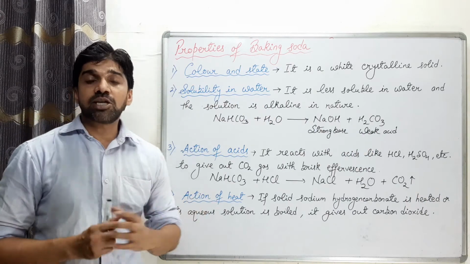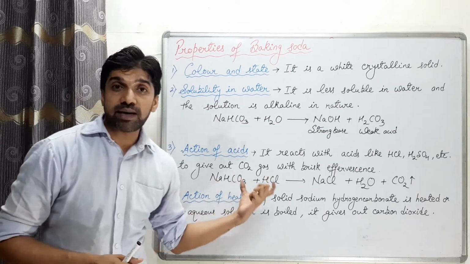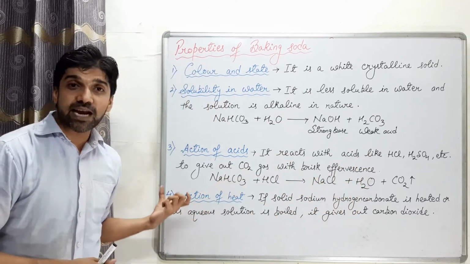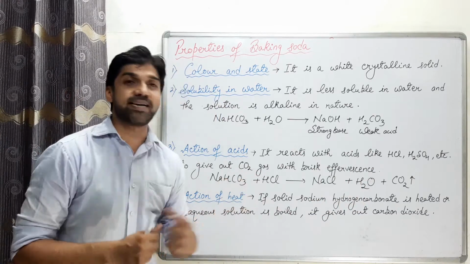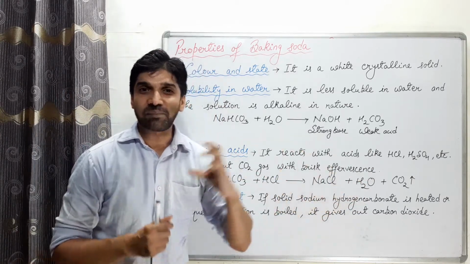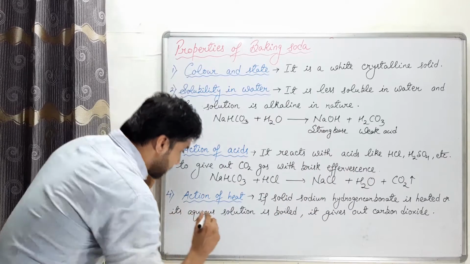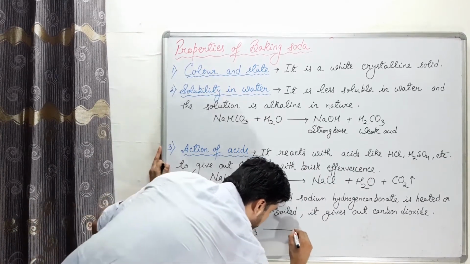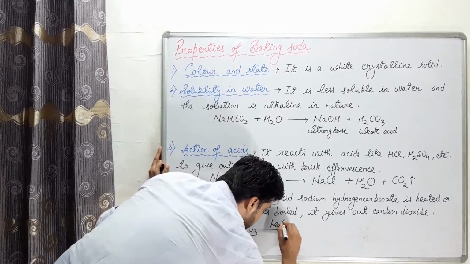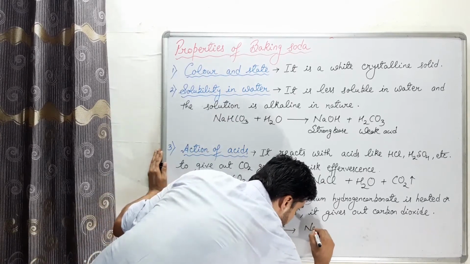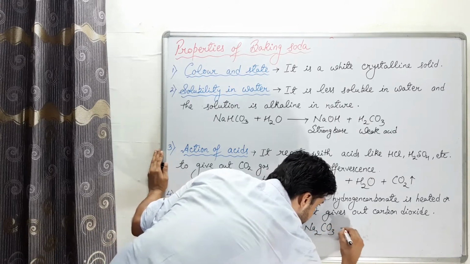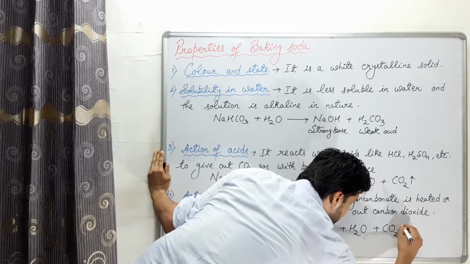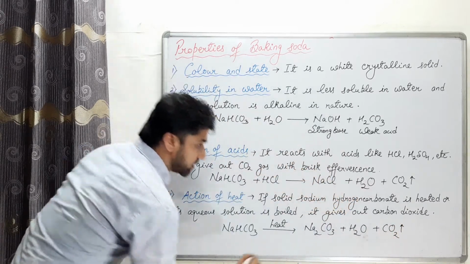Last, let's see action of heat. When solid sodium hydrogen carbonate is heated or its aqueous solution is boiled, it gives out carbon dioxide gas. Write the reaction. So we have sodium bicarbonate, which we are heating. So we have formation of sodium carbonate, water and evolution of carbon dioxide gas. Balance this.